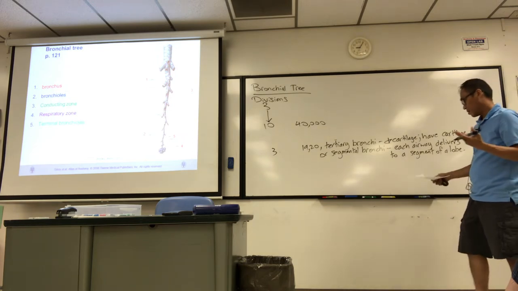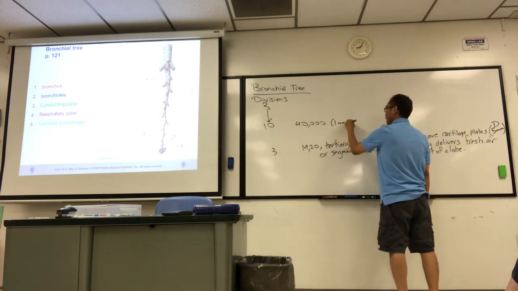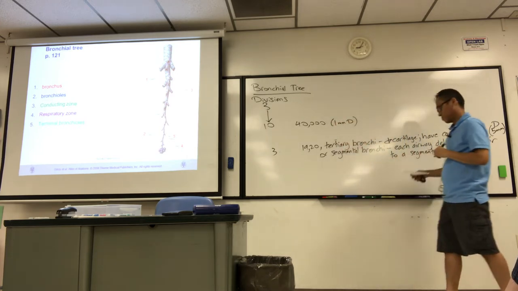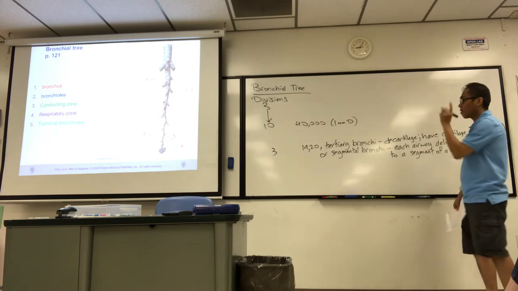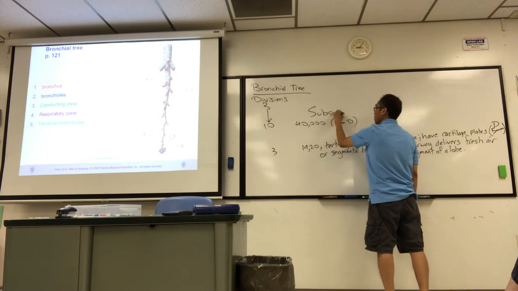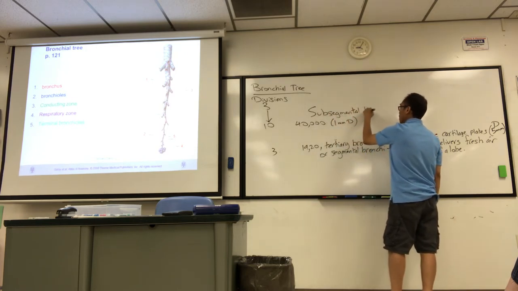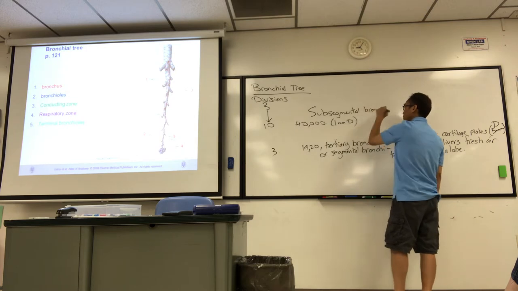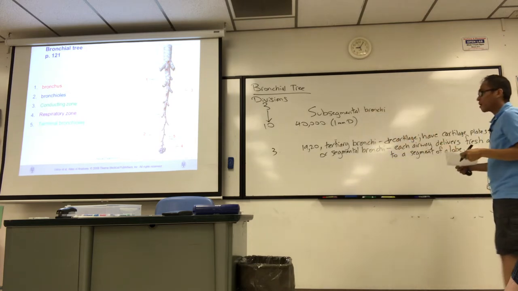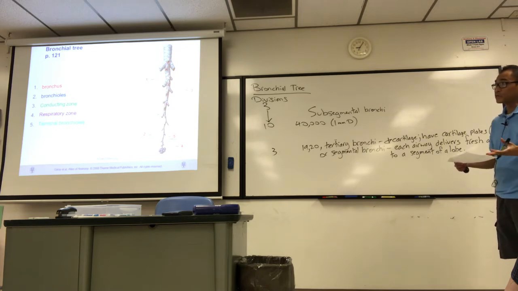And maybe they're 1 millimeter in diameter. And call them all segmental bronchi. You go from one airway to 40,000, and they're still called bronchi. These are considered the conducting airways, the conducting zone, so to speak.